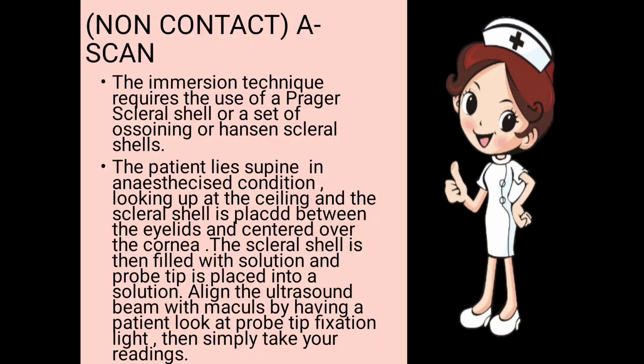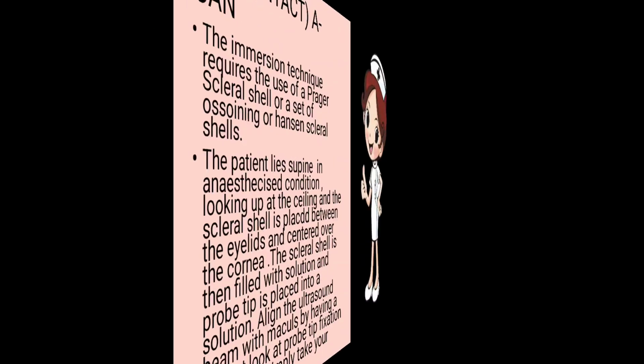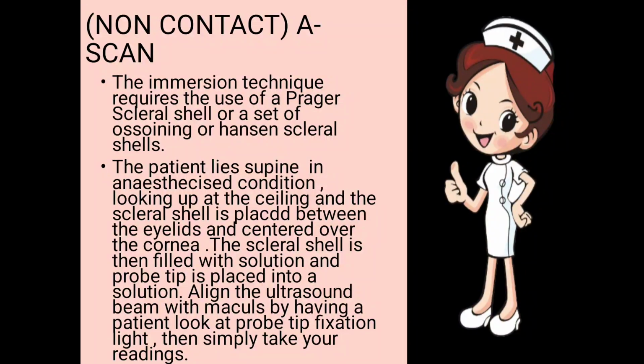First of all, the patient lies supine in the anesthetized condition. We will put the anesthetic drop inside the eye of the patient. For example, this one is the right eye and this one is the left eye, and we are going to take the measurement of the right eye. So we put the drop inside the right eye, and the patient should be in that condition as I have shown you.